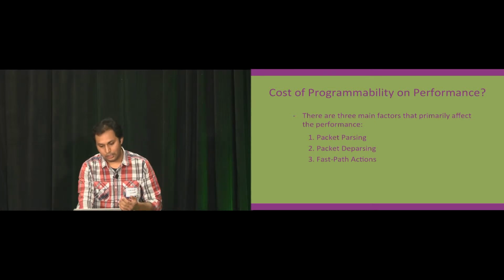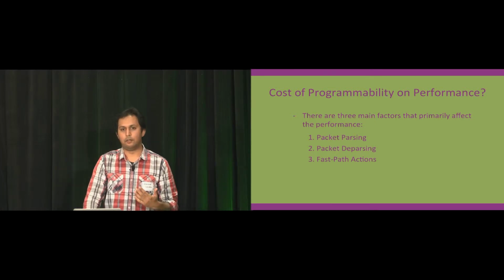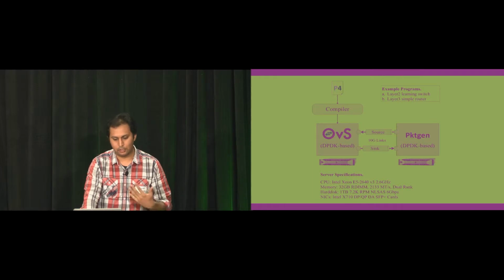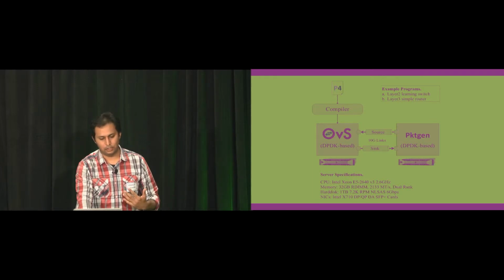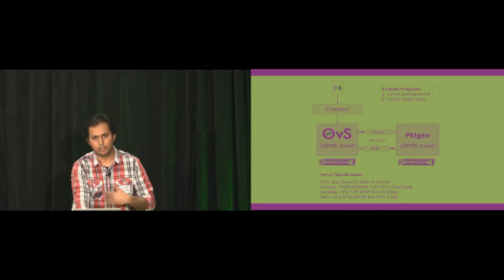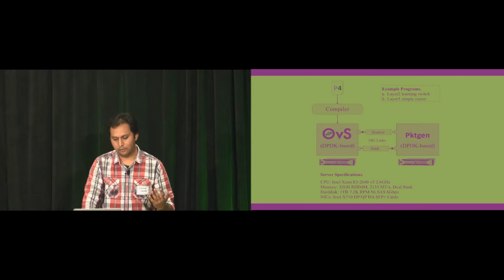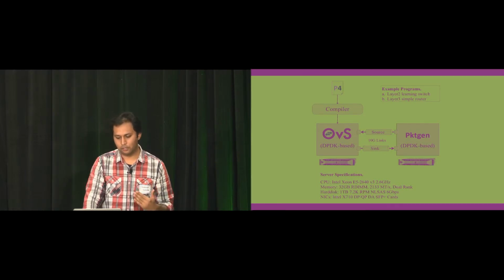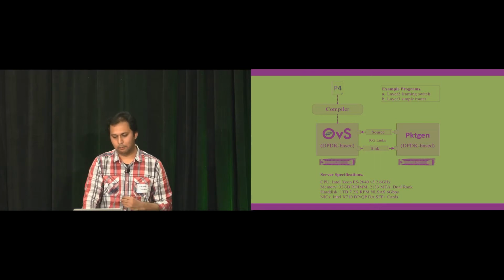In order to show what the cost of programmability on performance was, we ran this through a test bed. Our test bed consisted of two Haswell-based Intel Xeon systems. One was running the OVS DPDK-based implementation with our modifications, and the second was running packetgen to generate at least 10 gig line rate traffic. We tested this using two of the programs provided in the P4 Lang repository: the layer 2 learning switch and the layer 3 simple router.